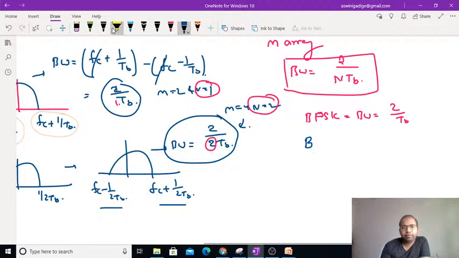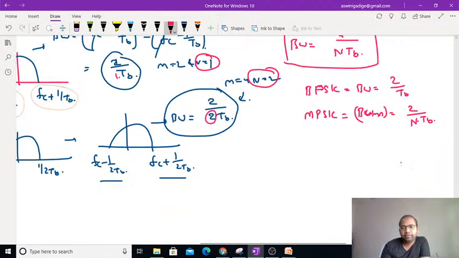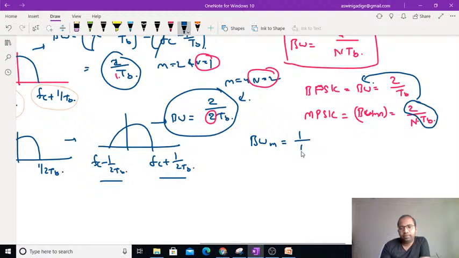And next, the bandwidth of M-ary PSK, let's take BW suffix M, is equal to 2 divided by N into TB, right? And now if you observe, 2 divided by TB is nothing but BW, right? So can I write like this? M-ary phase shift keying bandwidth is equal to 1 by N into BW. Clear? 1 by N into BW.